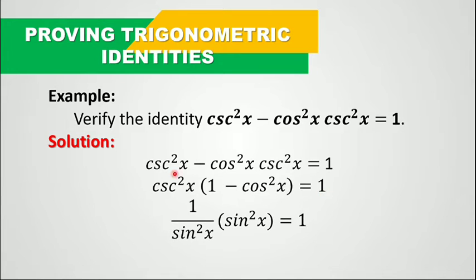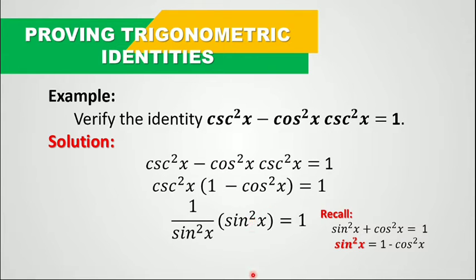Now, cosecant squared x can be rewritten as 1 over sin squared x. Remember, this is the reciprocal identity for cosecant squared x. And 1 minus cos squared x can also be rewritten as sin squared x, remembering the Pythagorean identity sin squared x plus cos squared x equals 1. So sin squared x is simply equal to 1 minus cos squared x. That is why 1 minus cos squared x can be rewritten as sin squared x.